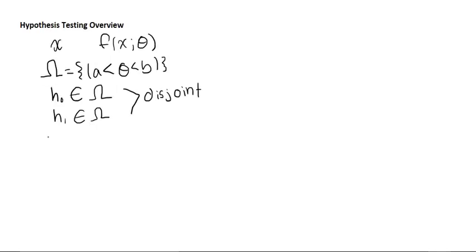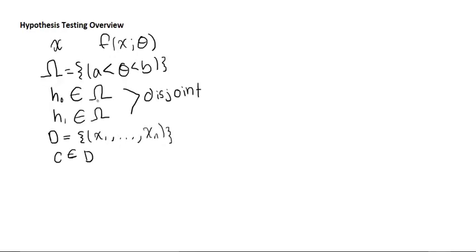They do not overlap at all. And now we are going to define d as the set of all possible values that our sample can take on, and c as a subset of d, which is the set of all possible outcomes that would not support the null hypothesis.